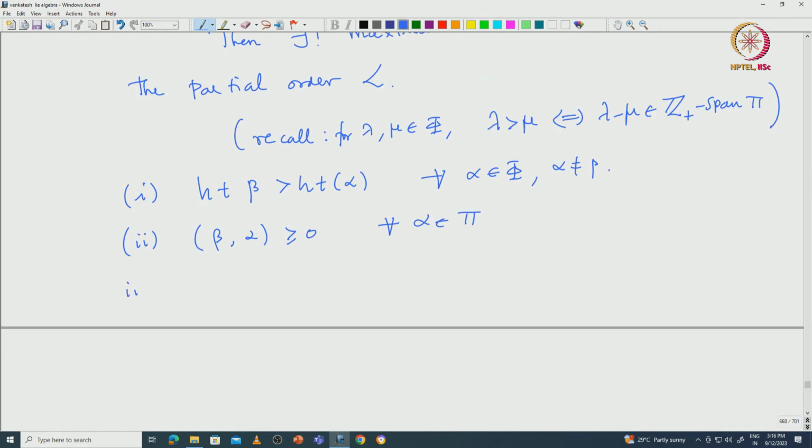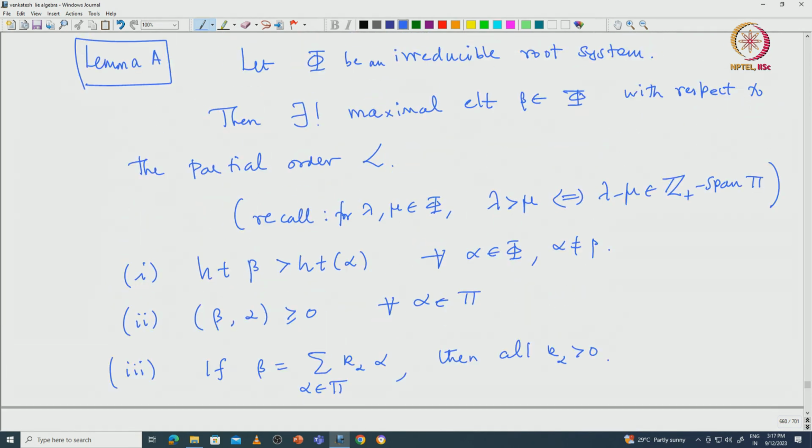So, now what will be the third property? The third property, you write beta as summation k_alpha alpha, alpha in pi. So, then we can see that all these coefficients k_alpha must be positive. So, all k_alpha must be positive. So, all these properties are satisfied for this maximal root.